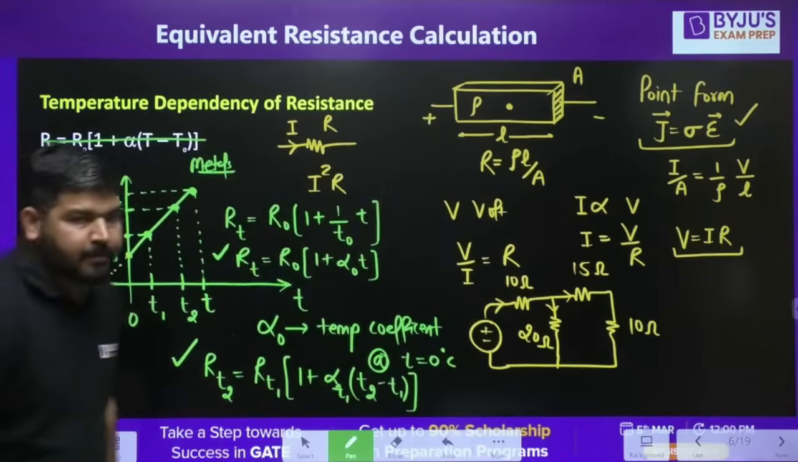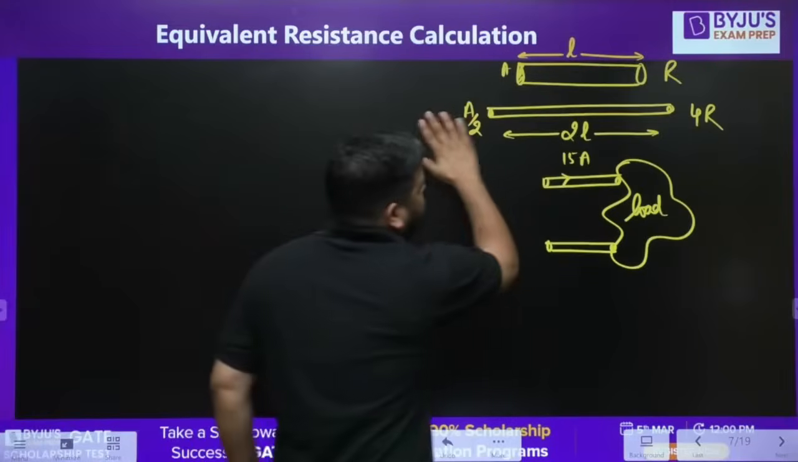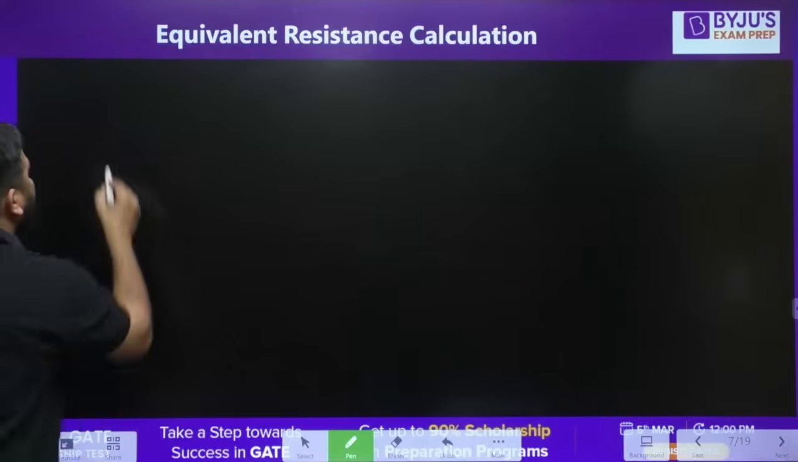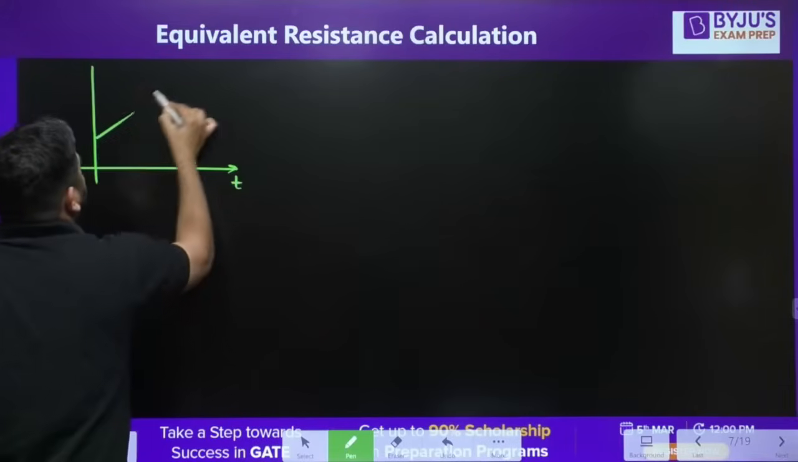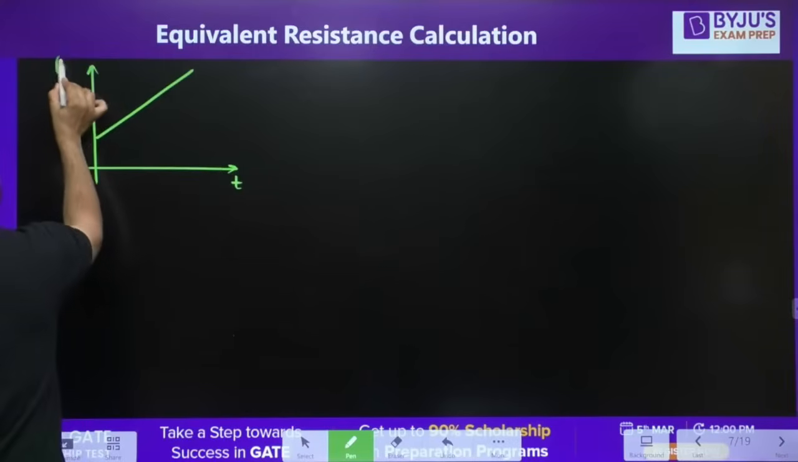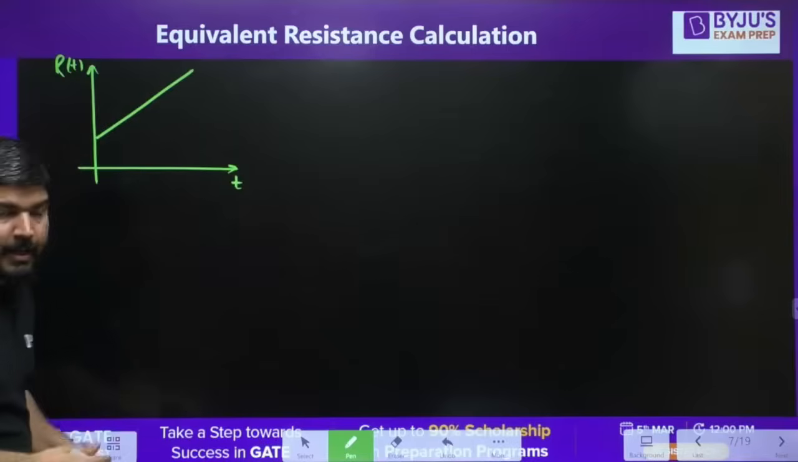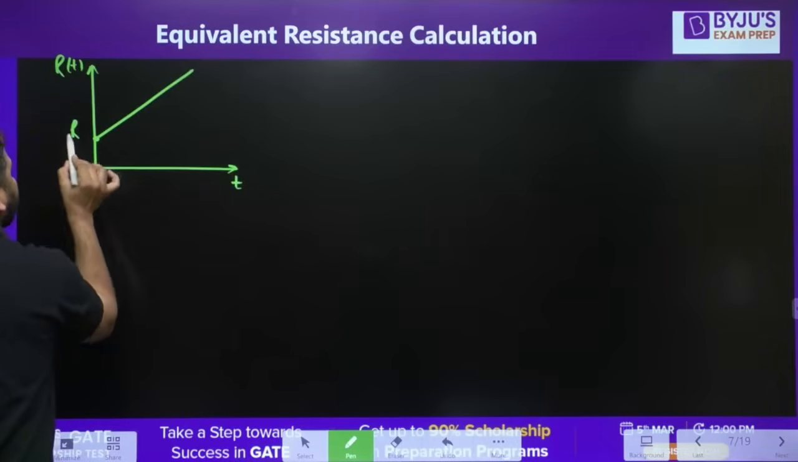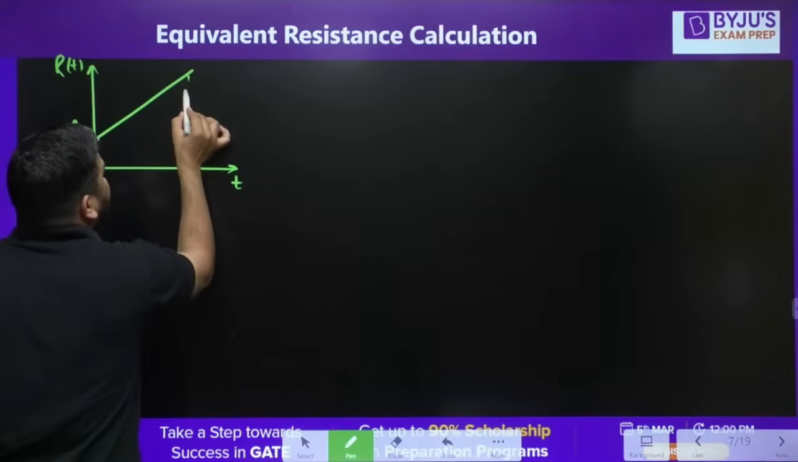Let me repeat this again. Let's come to the next slide. How the resistance is dependent on temperature. For any metal, the resistance changes with temperature like this. This is not time, this is temperature in degree centigrade. So at 0 degree centigrade, you can see the resistance, let's say R naught. At some temperature T, the resistance is RT.